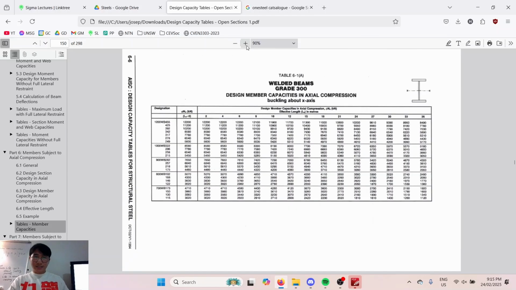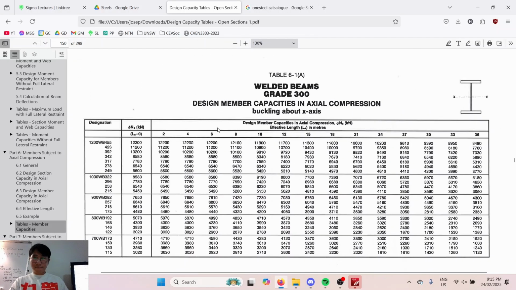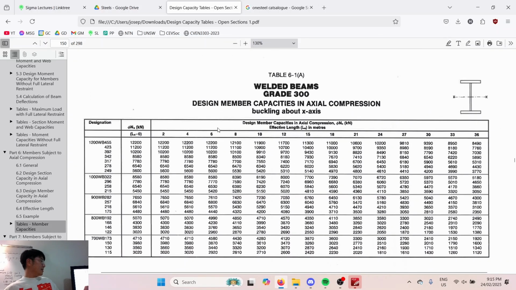So let's continue that thought process. This is already factored. Do you see how it says phi? Phi is 0.9. And then NS means your section load capacity. That's treating LE as equal to 0, so we don't care about the buckling length. That's the max it can take, and then as your member gets longer and longer, it gets reduced.